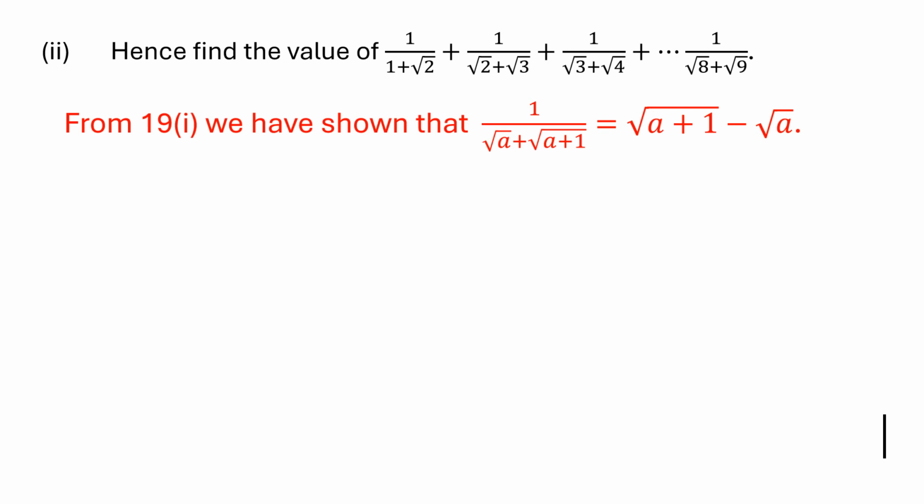Okay, if you're going to rationalize every one of them, then you realize that it's going to be very tedious. That's why if you look at the question, there's this word "hence" here. It means that we make use of the answer that we have found from 19 part 1. So from 19 part 1, we've already managed to show this. So we can actually make use of that information. Let's analyze what we have found earlier on.